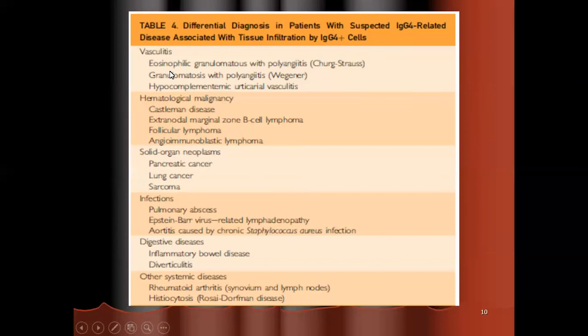IgG4 positive infiltration can happen in eosinophilic granulomatosis with polyangiitis, Churg-Strauss disease, granulomatosis with polyangiitis, Wegener, hypocomplementemic urticarial vasculitis, and others. In hematologic malignancies, Castleman disease, extranodal marginal zone B cell lymphoma, follicular lymphoma, solid organ neoplasm. In pancreatic cancer, we may even find infiltration with IgG4 positive plasma cells, lung cancer, sarcoma, some infections, pulmonary abscess, Epstein-Barr virus-related lymphadenopathy, aortitis caused by chronic Staphylococcus aureus infection, digestive disease, inflammatory bowel disease, we may find plasma cell infiltration positive for IgG4, even diverticulitis, other systemic diseases like rheumatoid arthritis and histiocytosis.